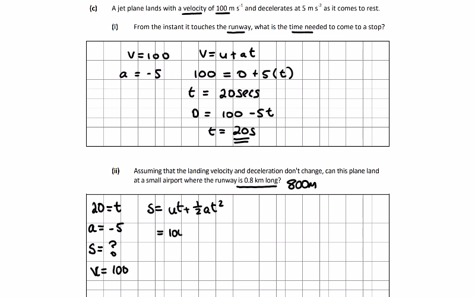u, 100 by 20, 2000, plus, well, it's minus a half by 5 by 20 squared, which is 400. So that's 2000 minus a half of 2000, which is equal to 1000 meters. So it only has 800 to stop, therefore too short.